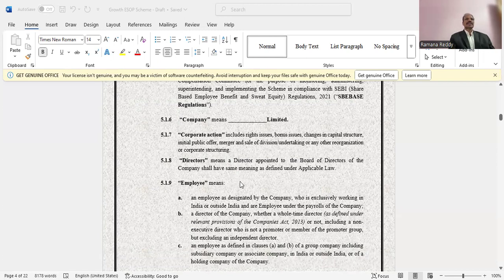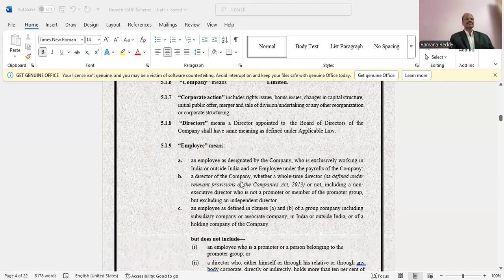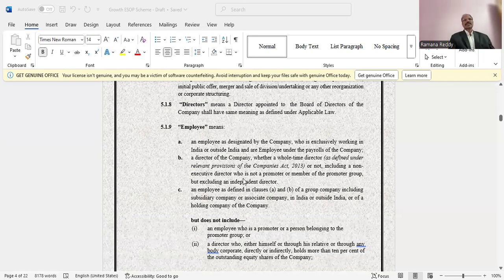Directors means directors appointed to the board of directors of the company. Here the most important is the definition of employee. Employee means an employee designated by the company who is exclusively working in India or outside India under the payrolls of the company. And director also comes under employees, but excluding director, whether full-time director or not, excluding promoter, member of promoter group, and independent directors. The ESOPs cannot be given to promoters, member of promoter group, and independent directors.